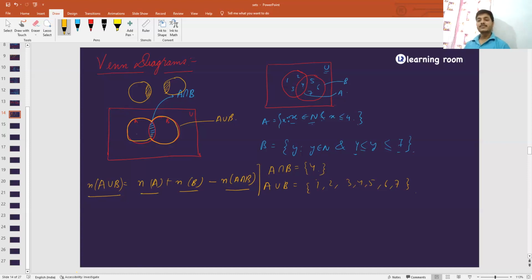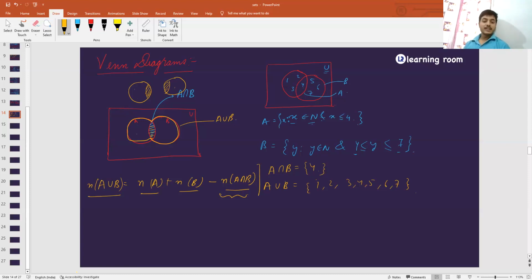Understood or not? Yes, sir. So this is the concept. Why? What happened here? You added this common portion twice while adding N of A and N of B. So this portion got added in both of them. So that's why, to get all of the components of A and B, we subtracted this A intersection B part once. Got it? So this is the total number of elements in A union B. This is how we do it.